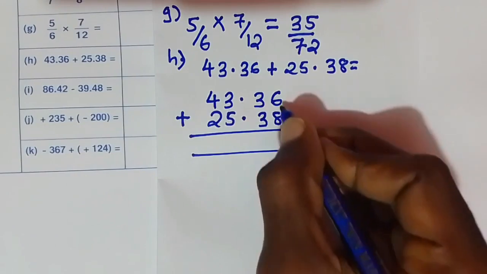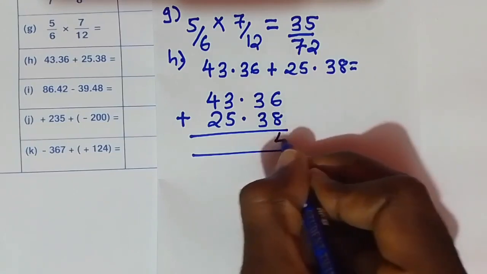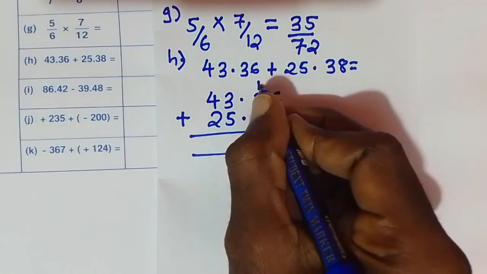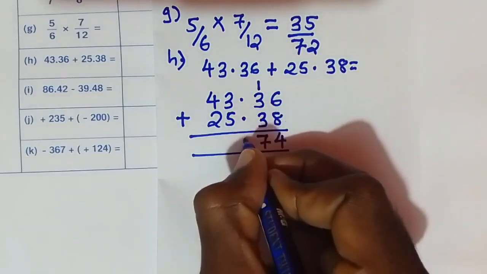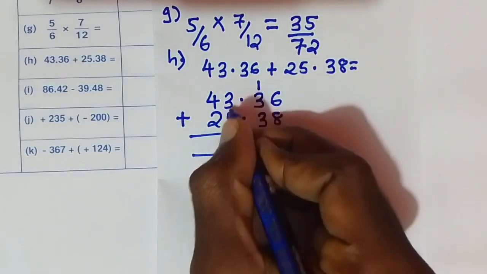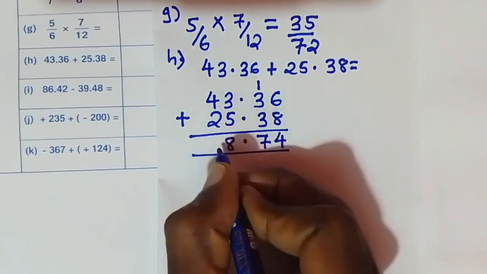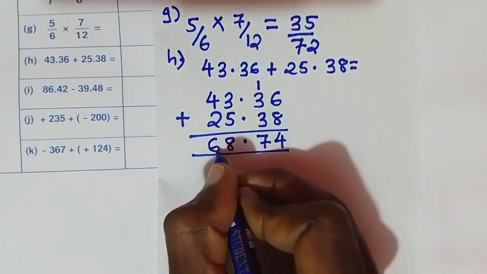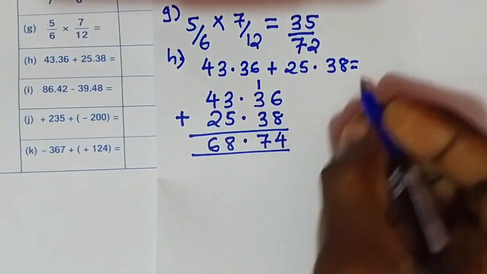So let's add 6 plus 8, this is 14. We write 4, carry 1. 1 plus 3 plus 3, we get 7. We are going to drop our decimal. 3 plus 5, it is 8. 4 plus 2, we get 6. Our answer is 68.74.